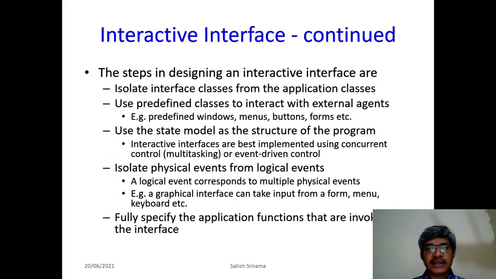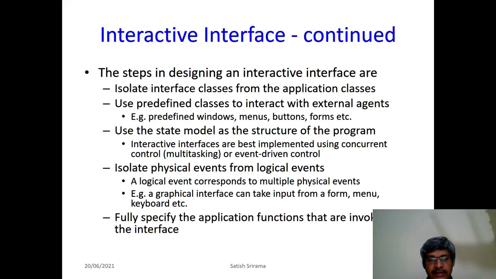So the steps in designing an interactive interface are something like this. First, you have to isolate the interface classes from the application classes. In the application analysis, you have already identified the application classes. Now with interactive interfaces, you will have further classes, interface classes, and we have to isolate them. To the extent possible, use predefined classes to interact with external agents, for example predefined windows, menus, buttons, forms, etc. Don't build everything from scratch. It is again a form of reuse.